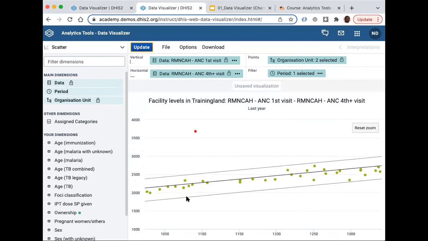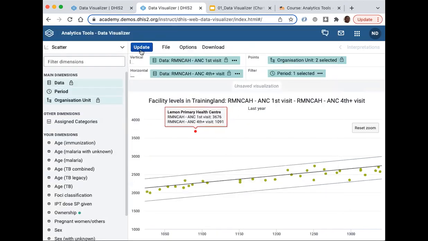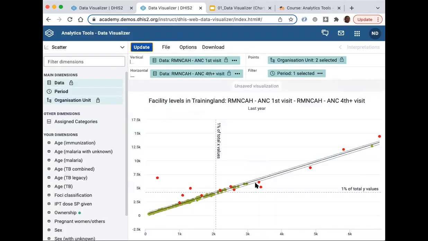So basically, this is the end of our charts. There have been quite many, and I think we've been able to look at all the charts. We've looked at the column graph, the bar charts, area charts, pie chart, gauge, year over year, single values, scatter plots. So basically, you have everything that is in the latest version of DHIS2 being introduced to you and highlighted.